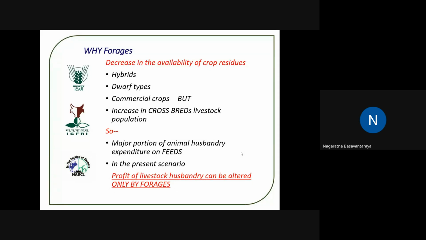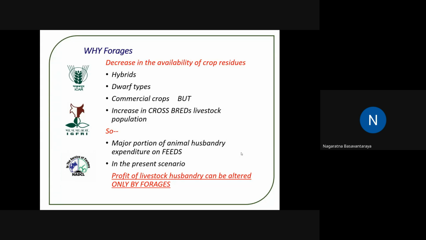When we look at the household scenario at the farmers' level, we see that the farmers are dependent mainly on feeds. So that is enhancing the cost of livestock rearing in the country, because they are purchasing the concentrate feeds and rearing the animals. That is reducing their profit. If you go and ask the farmers, many of them say that keeping the animal has become a liability for them. They are keeping it only to get the farm manure. Otherwise, it is not profitable.